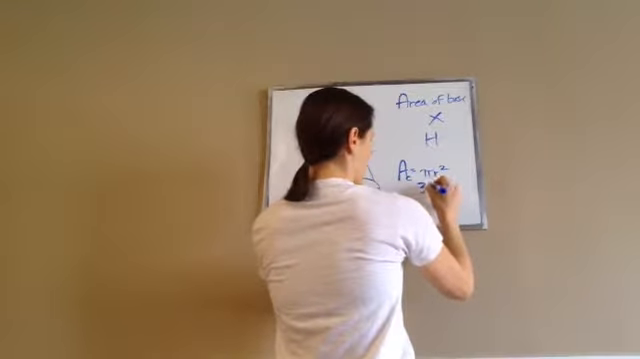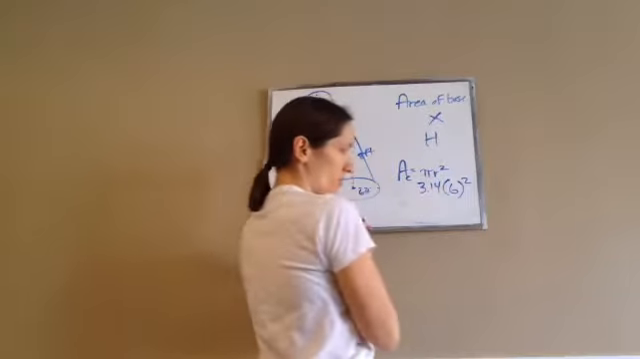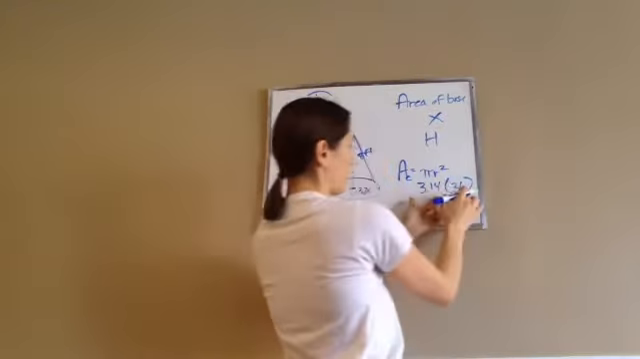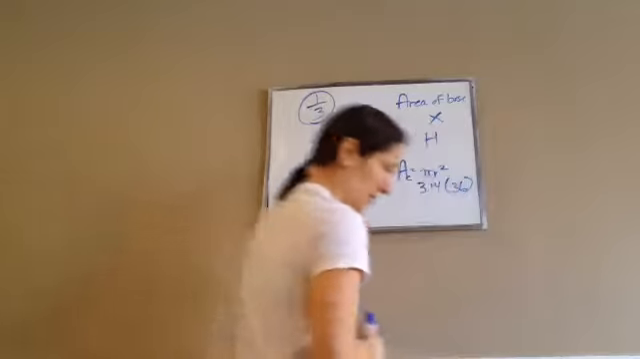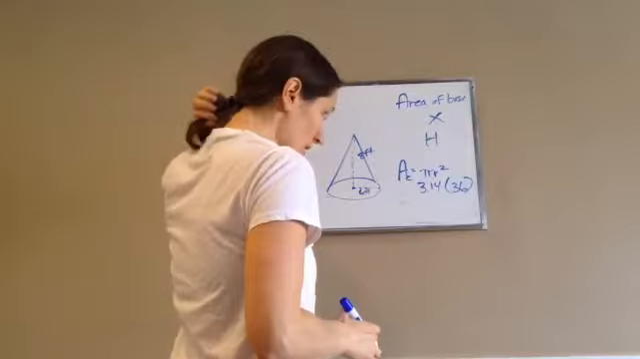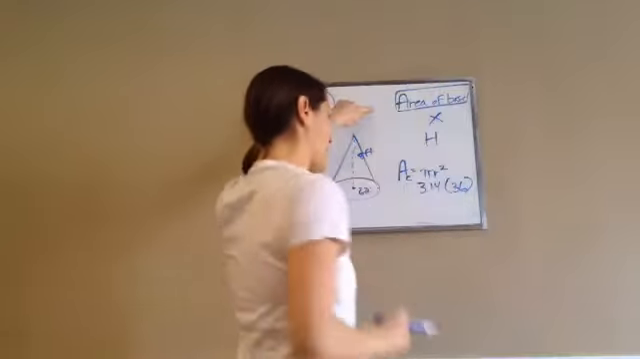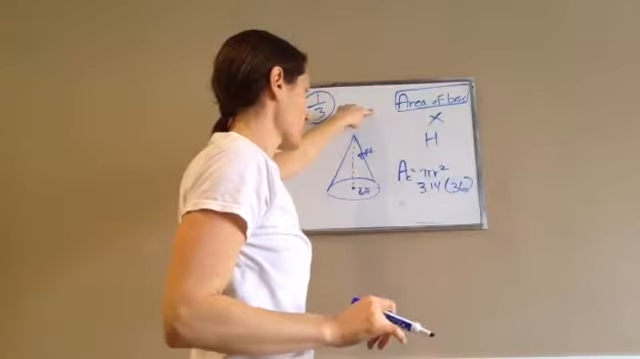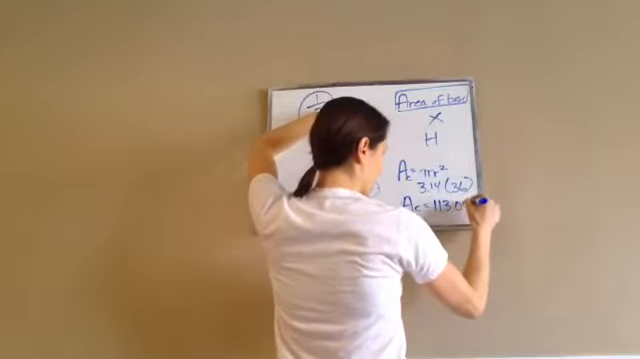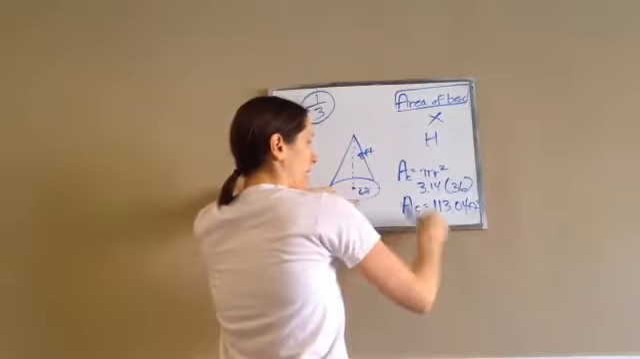So, it would be 3.14 times, what is my r? 6. Squared, 6 squared is 36, so it'd be 3.14 times 36, and they're not going to tell me the answer. Okay, so can you do that on your phone real quick? We're just trying to find the area of the base right now. 3.14 times 36? 113.04. And this is feet, so feet squared. So that's the area of this.